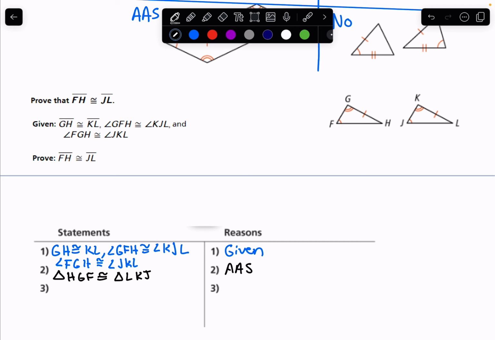Since we know that those triangles are congruent, after we've proven that they are congruent, we can then go ahead and say we know that FH is going to be congruent to JL because of CPCTC, corresponding parts of congruent triangles are congruent. We know these triangles are congruent. We know FH and JL are corresponding parts, so we know that those parts are congruent by CPCTC.